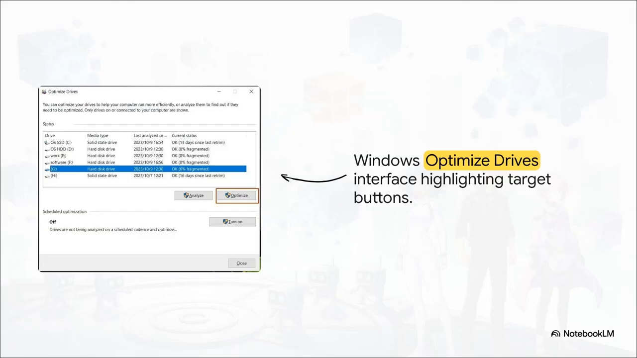Once you're inside the interface, you can clearly see your connected drives listed right there by their letter. It shows the media type, so noting whether they're a solid-state drive or hard disk drive, and their current status, which gives you the exact percentage of fragmentation. And right down at the bottom right, you'll see those two target buttons we mentioned, Analyze and Optimize.